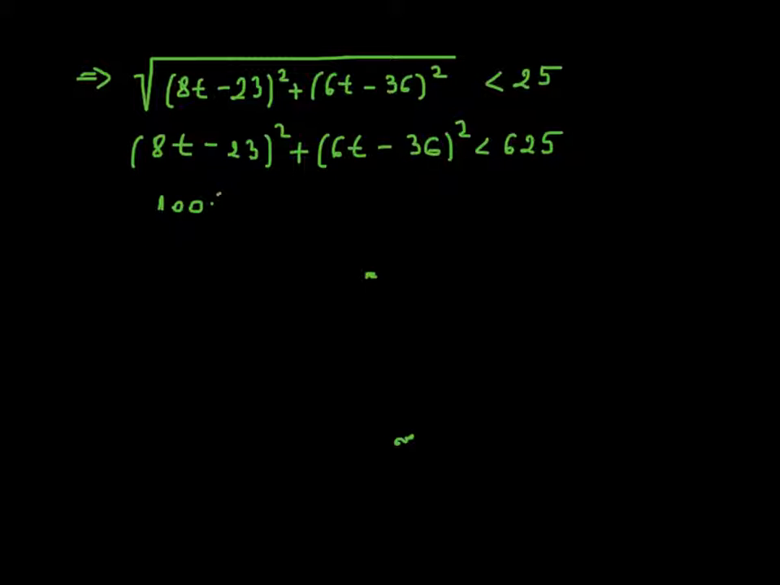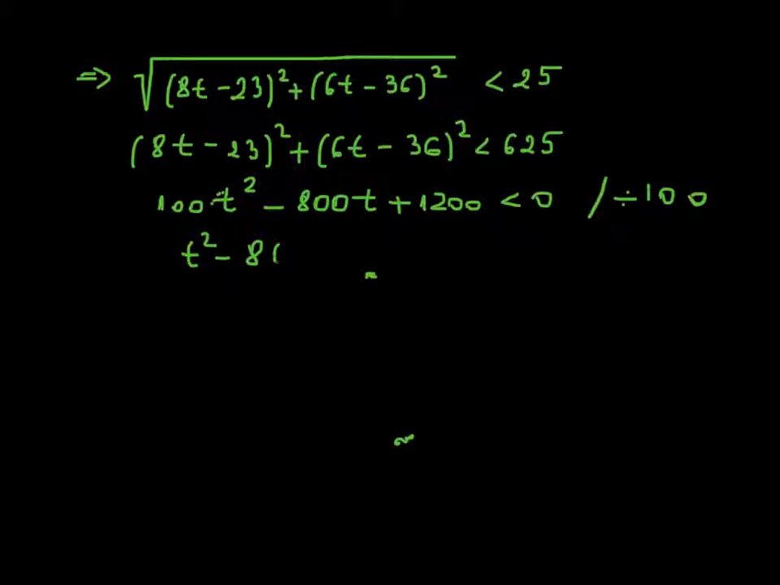After opening the brackets and rearranging, we get 100t squared minus 800t plus 1200 less than 0. Dividing by 100, we get t squared minus 8t plus 12 smaller than 0, which is the same as (t minus 2)(t minus 6) smaller than 0.